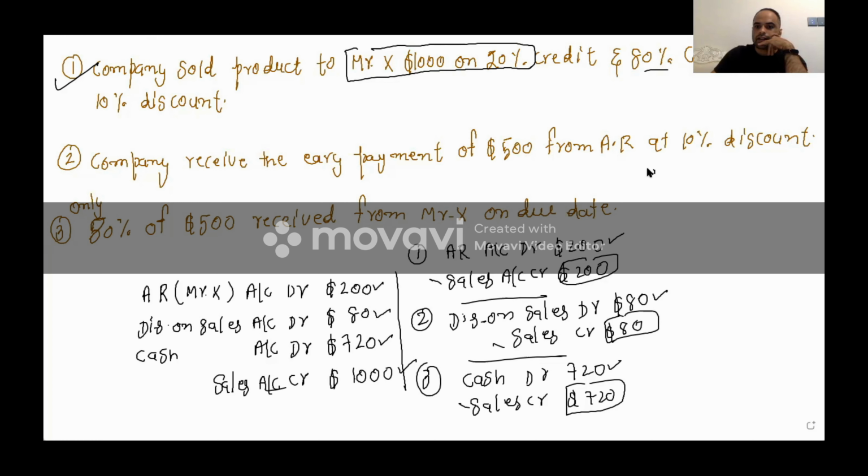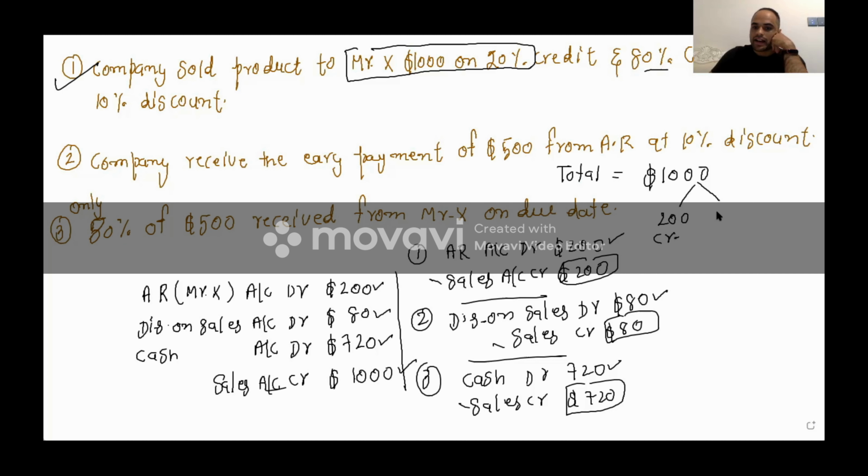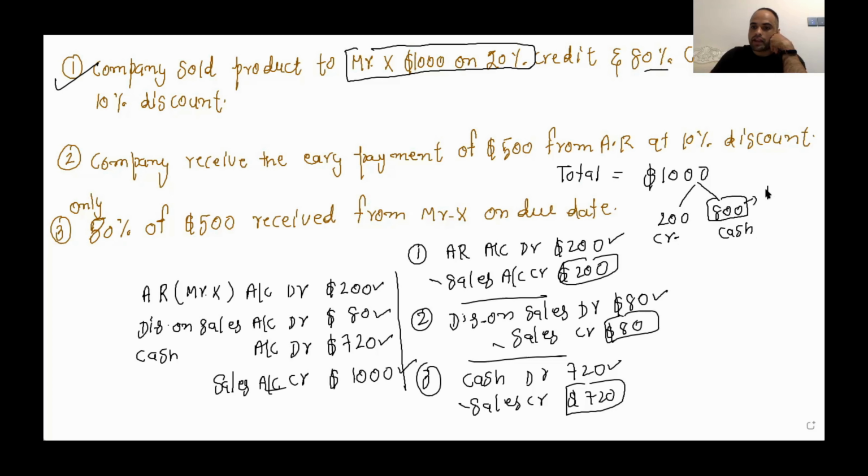Okay, so look at here. Total was 1000, right? Total sales was 1000. In this 1000, 200 was credit sales, and 800 was cash sales. In this 800, you have to pay 10% discounts.